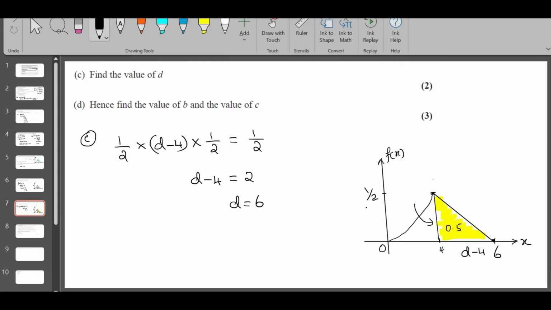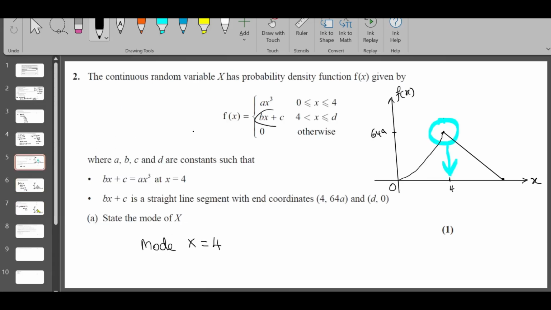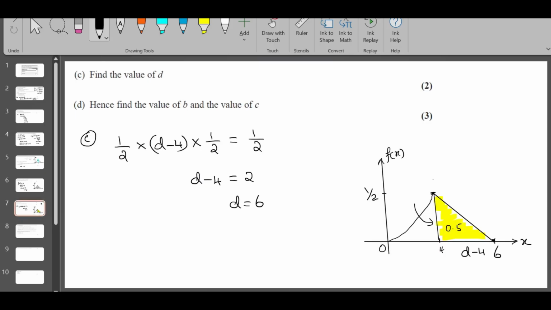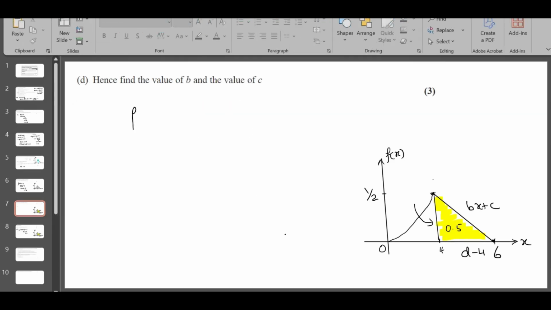So we need to find the value of b and c. The equation of the line is, from the function, it's bx plus c, right? So equation of this line is bx plus c. Sub in the 2 points into the equation, so we can find b and c. So we take f of x is equal to bx plus c. Sub in this point, 6 comma 0. 0 is 6b plus c, equation 1. Sub in this point, 4 comma half.